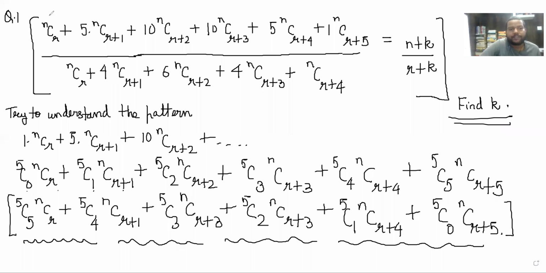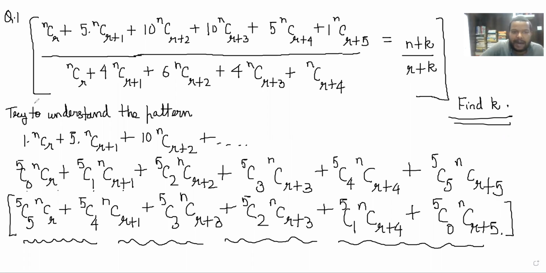Hi. So we have this question before us. It is a binomial sum, and we want to find out the value of k here. What does this look like? It is nCr plus 5 times nCr+1 plus 10 times nCr+2, and so on, this numerator, divided by a denominator which looks very similar, but in terms of 4, 6, 4, 1. And this is equal to (n plus k) by (r plus k). And we have to find the value of k, right?